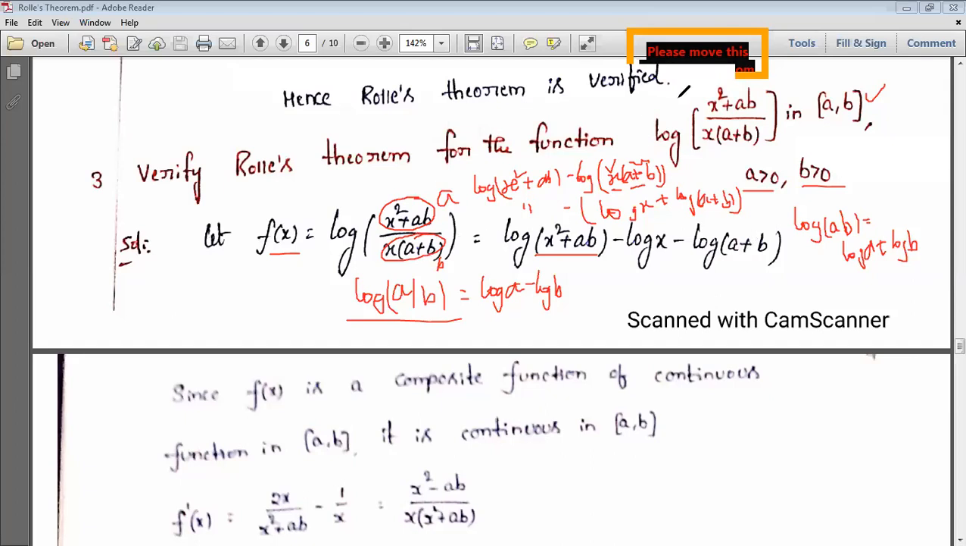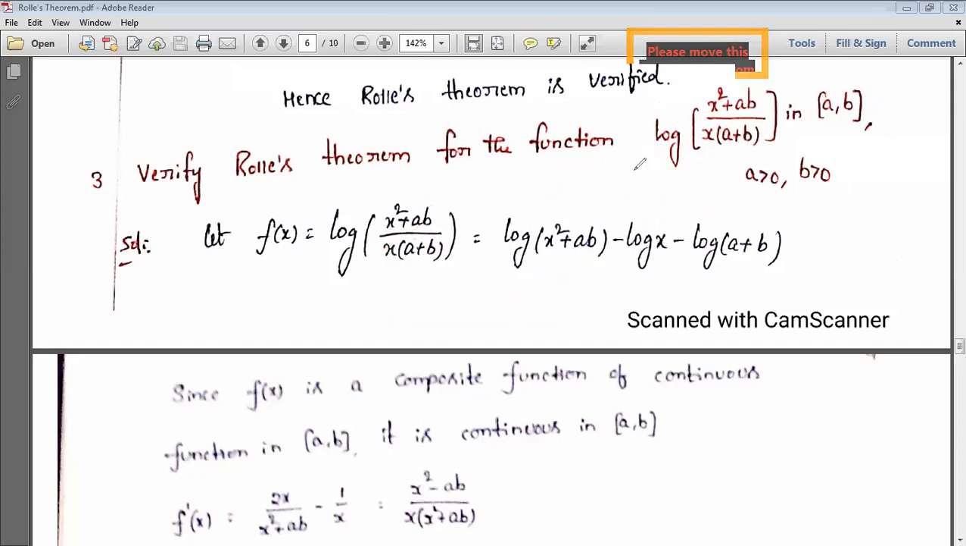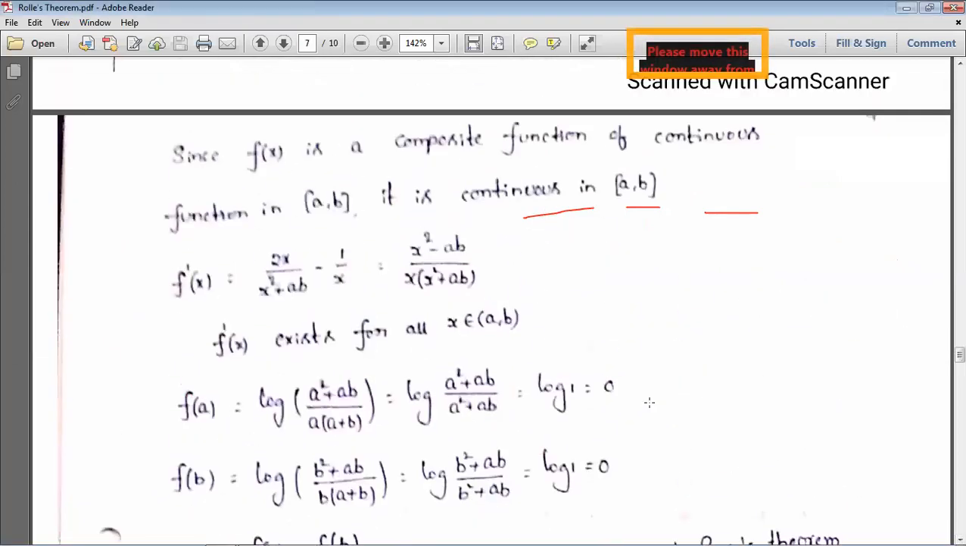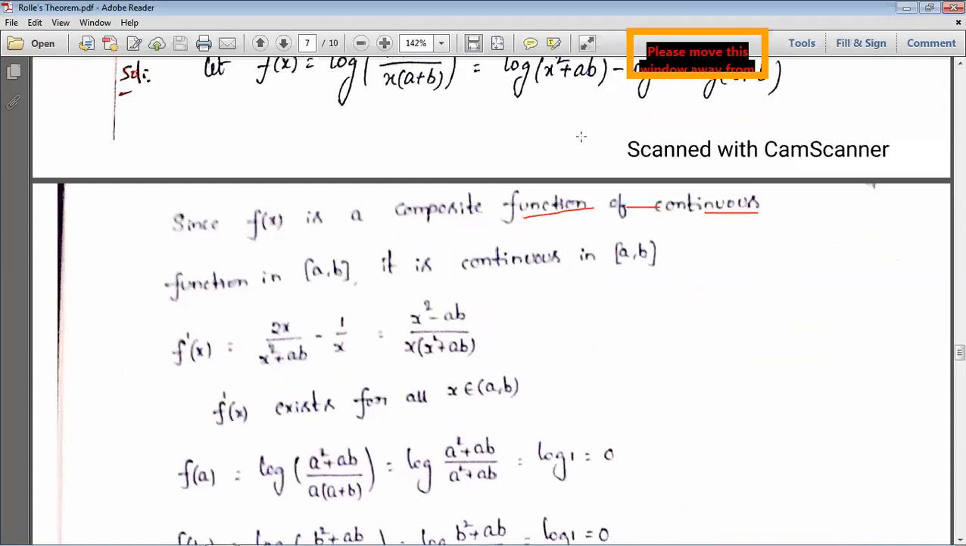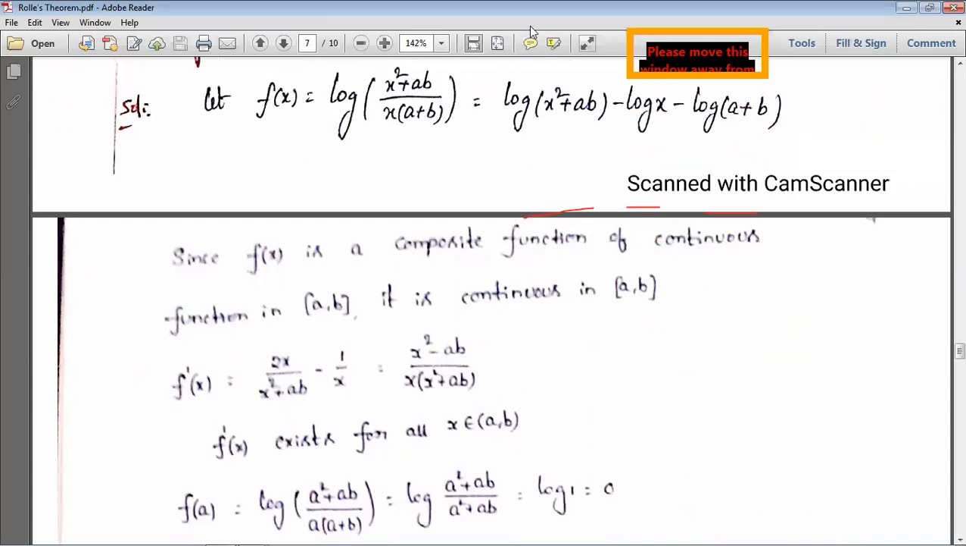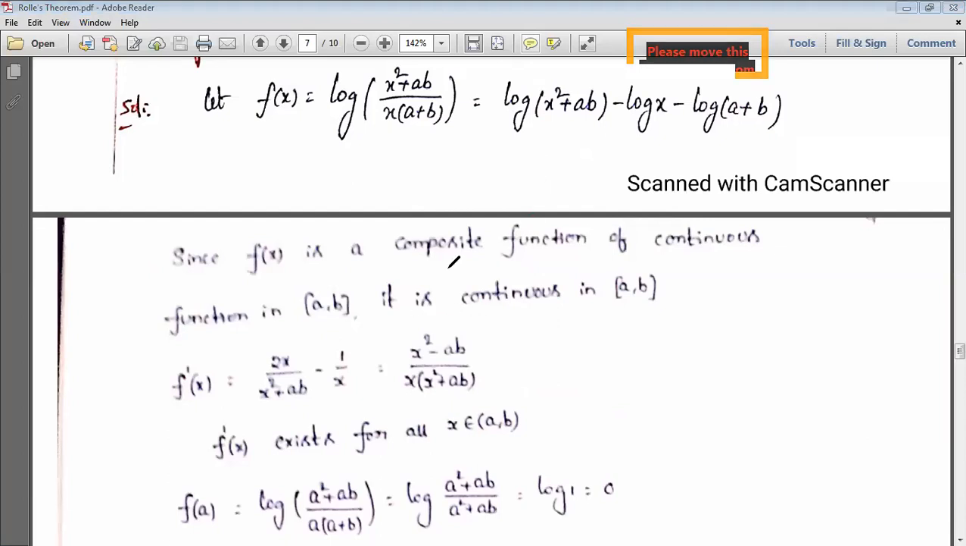Now this is the function I wrote, and if you observe, each function is a logarithmic function. Already we said a logarithmic function is continuous and differentiable. So logarithmic function is a continuous function and differentiable function. Since f of x is a composite function of continuous functions, f of x is a continuous function in the closed interval a comma b. And next we need to calculate the derivative.